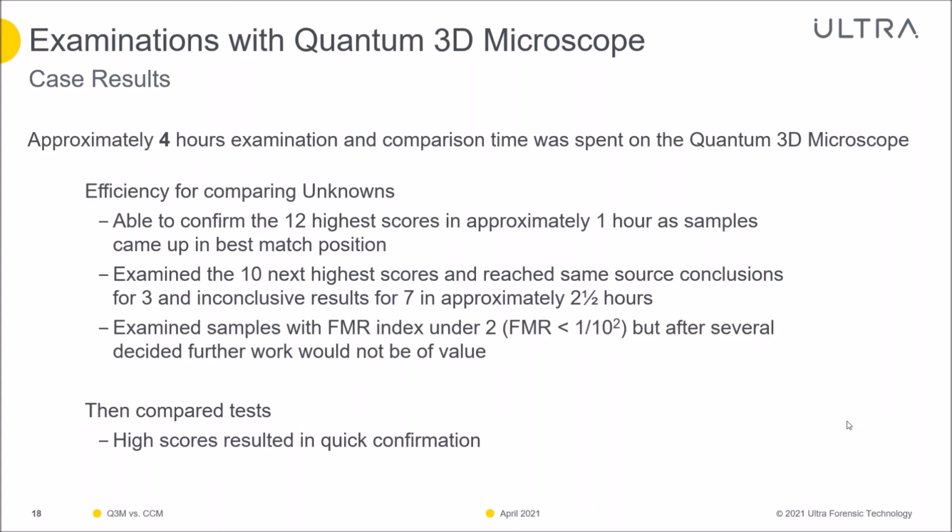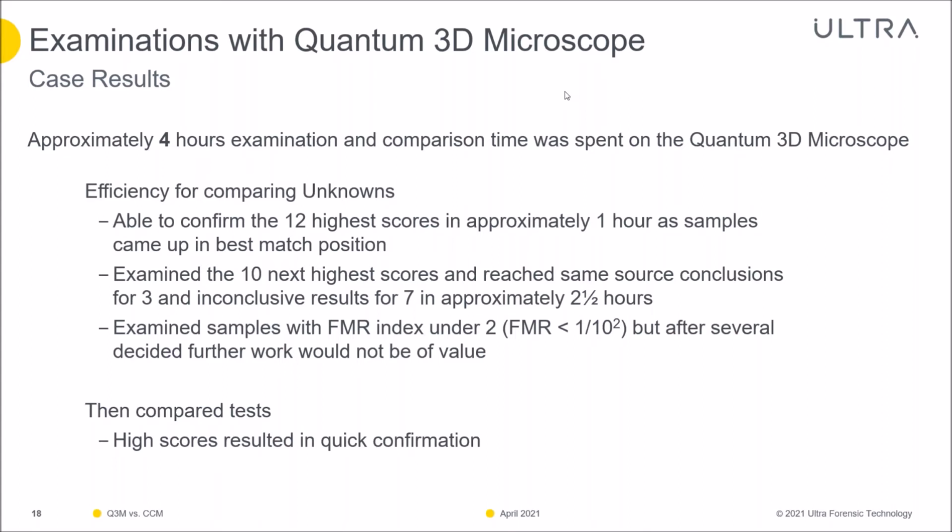I then examined the next 10 highest scores and reached same source conclusions for 3 and inconclusive results for 7 in approximately 2.5 hours. I also examined samples with an FMR index under 2, which is an FMR less than 1/10⁻². But after several, I decided further work would not be of value, because when they came up in the best known match position, there was clearly no correspondence there at all. So it made those inconclusive comparisons a lot more efficient.